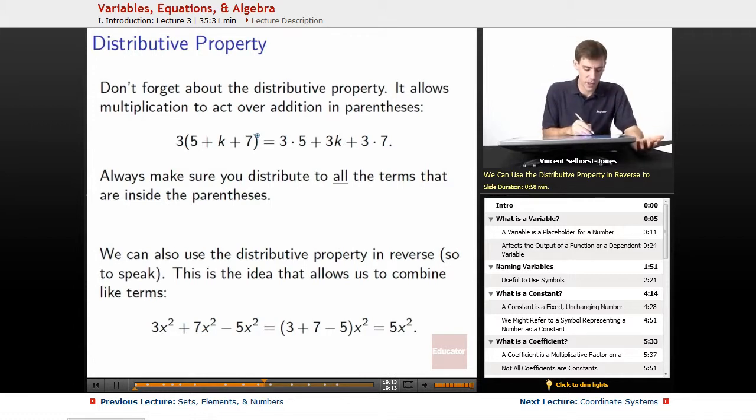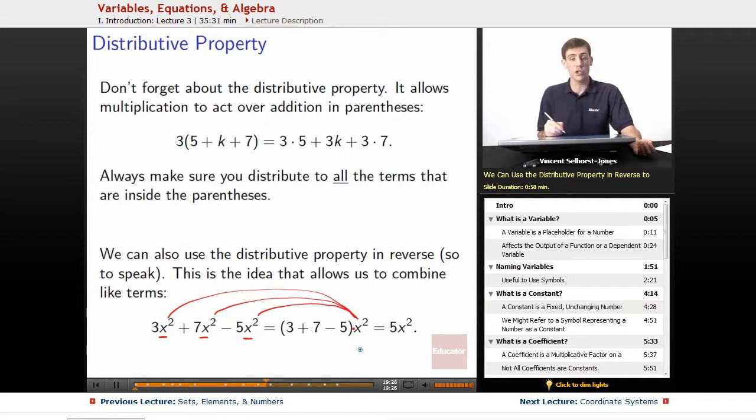For example, if we have 3x squared plus 7x squared minus 5x squared, well, we've got x squared here, x squared here, x squared here. So we can just pick them all up and shove them in because they're all multiplying, right? So we pick them all up, and it's times x squared. So we've got 3 plus 7 minus 5 times x squared.